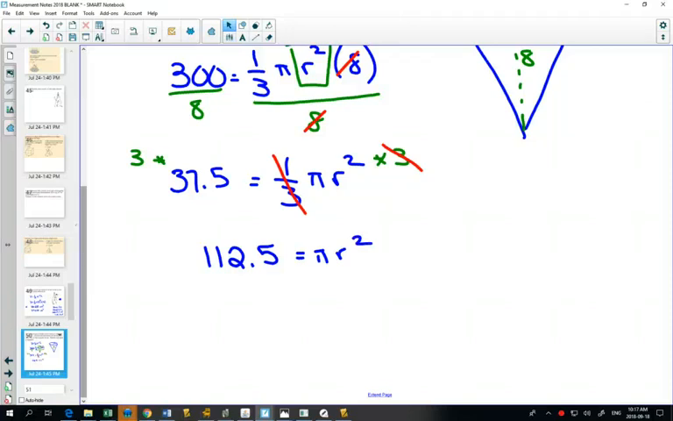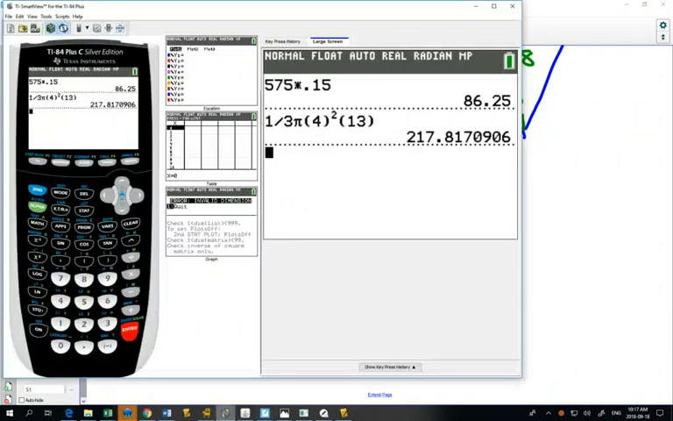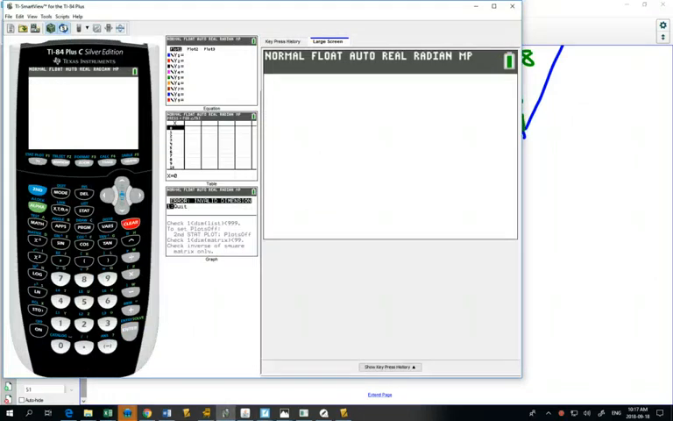Now we have pi r squared. How do we get rid of the pi? Divide by pi. Since we're multiplying by pi, we divide by pi. For sure now, we need to go to our calculator. 112.5 divided by pi, and we don't use 3.14, we use the exact answer, and we get 35.8.